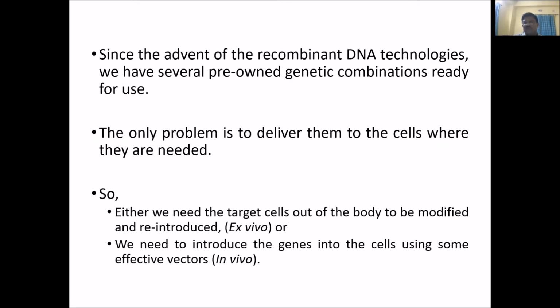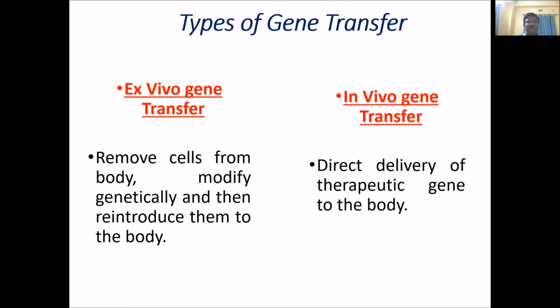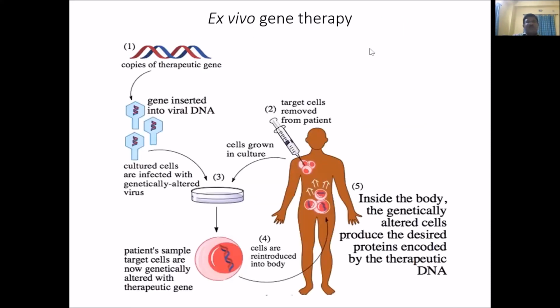So using these two methods, whatever method you use, you have to enable the modified therapeutic gene that you have modified in the laboratory outside the cell. You have to enable that modified therapeutic gene to enter into the cell, whether it is ex vivo or it is in vivo. So how can we do this? Okay. But before that, let us know the basics of this ex vivo and in vivo gene transfer. This is what we will define later.